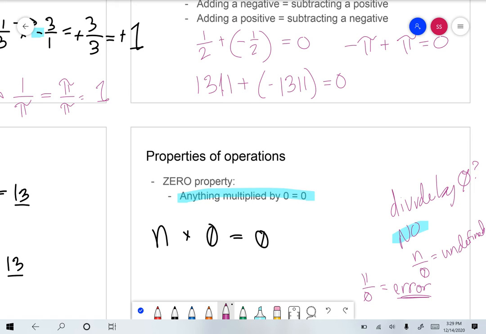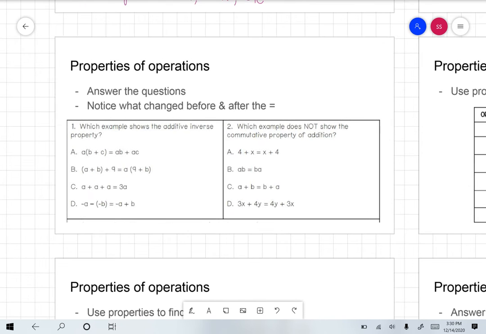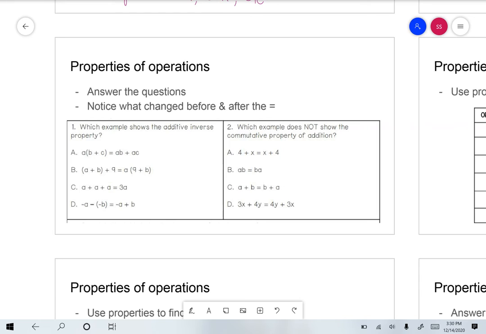The best way to think about it is maybe like, let's say we have a plate of 5 cookies, and we divide it between 0 people. How many cookies would each person get? Well, there's no people to divide the cookies into, so it would be undefined. It's an error. It's not possible. So keep that in mind. 0 property, anything multiplied by 0 would be 0. We're going to go over the next page together real quick, and then I'll let you do some by yourself.